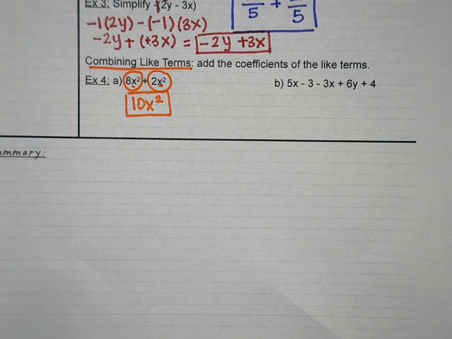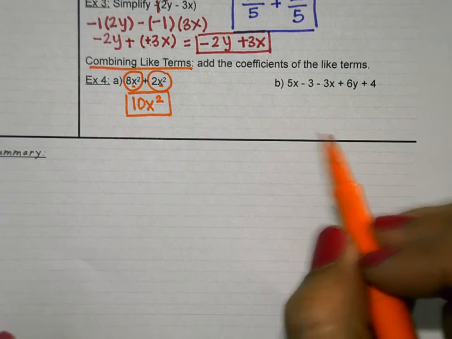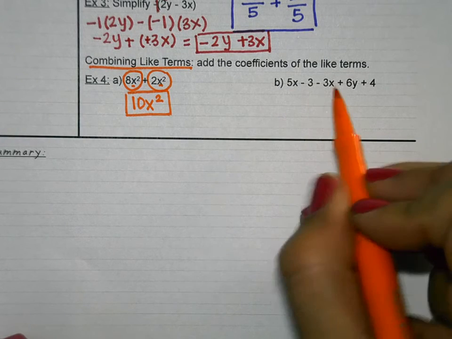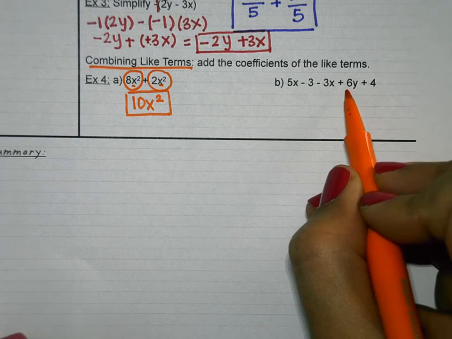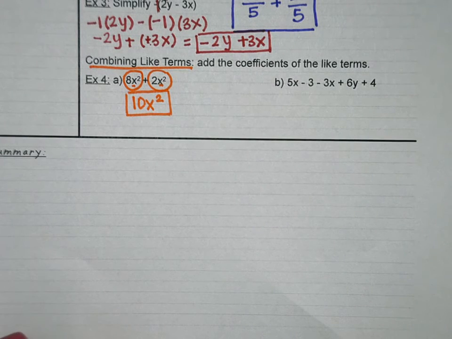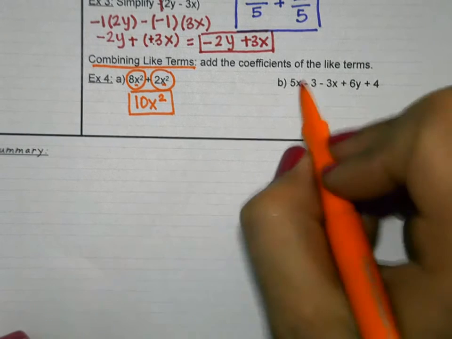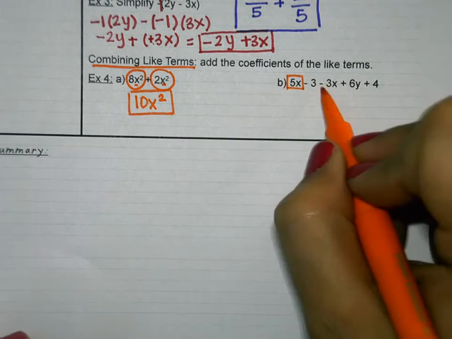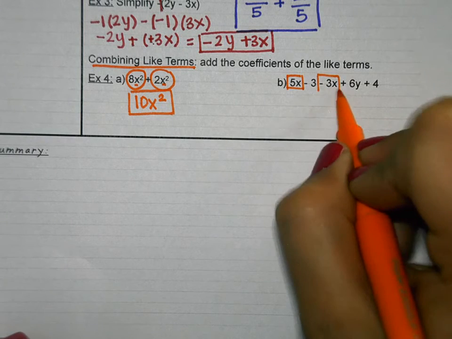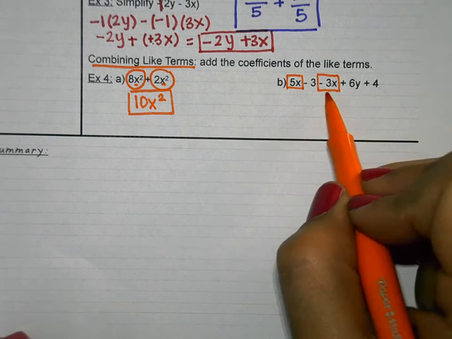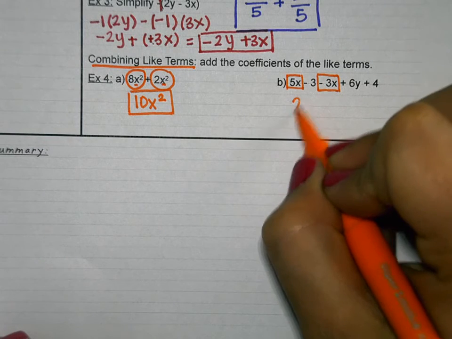Part B has a little bit more going on. So I have 5x minus 3 minus 3x plus 6y plus 4. So I'm going to put a box around all of the terms with x in it. So I have a 5x and a minus 3x. So let's combine those first. 5x minus 3x gives me 2x.